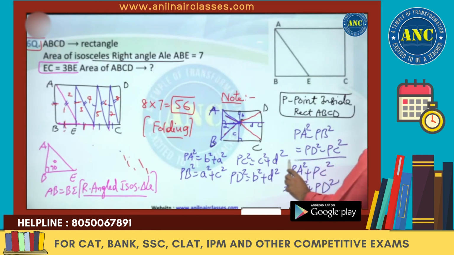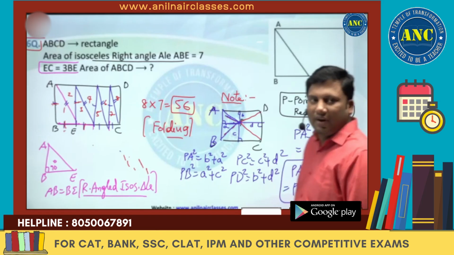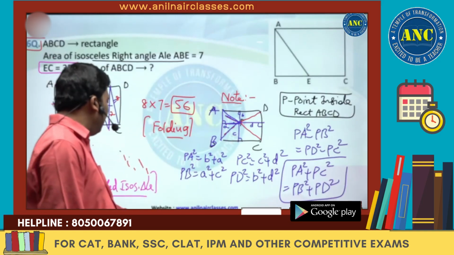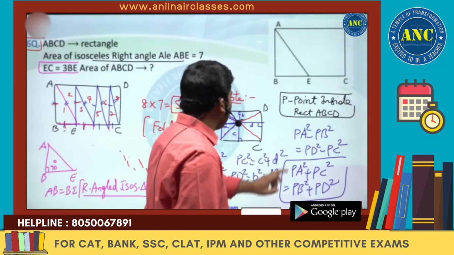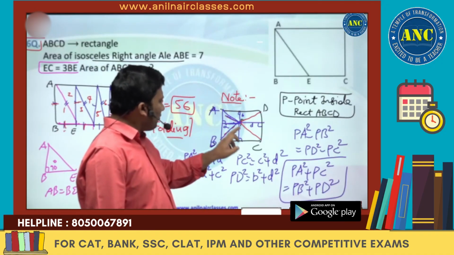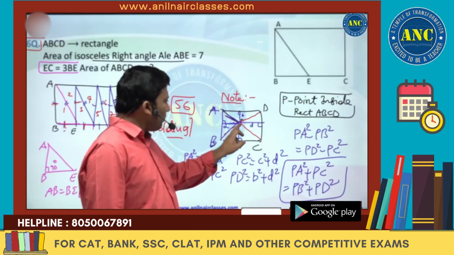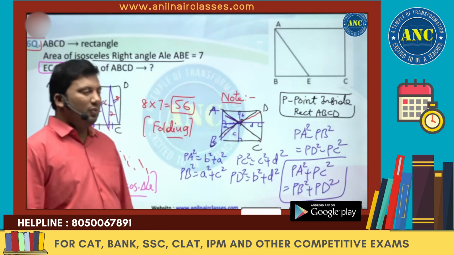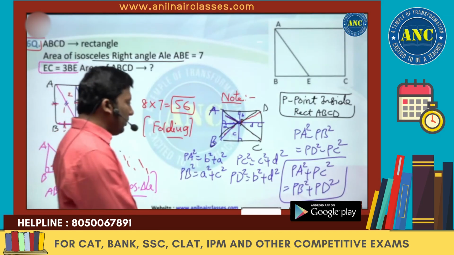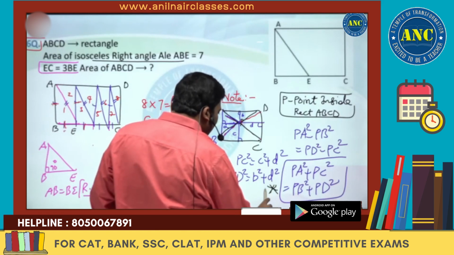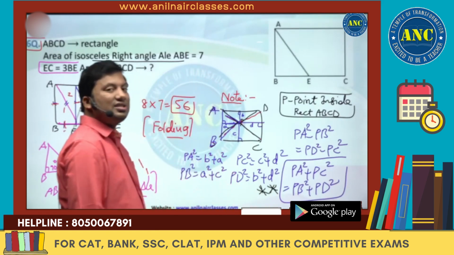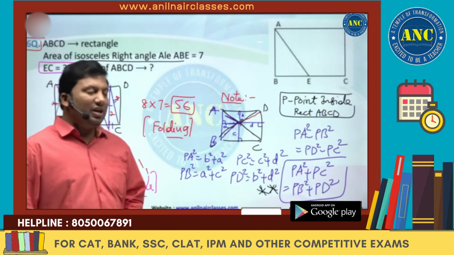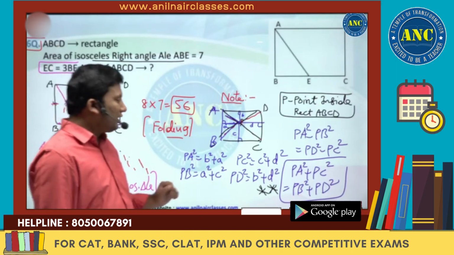If P is a point inside rectangle ABCD, very, very important point, then PA square plus PC square, very, very easy to remember, opposite, what are all there? A and C. PA square plus PC square is equivalent to PB square plus PD square. Very, very important property. Virtual positioning, third example.